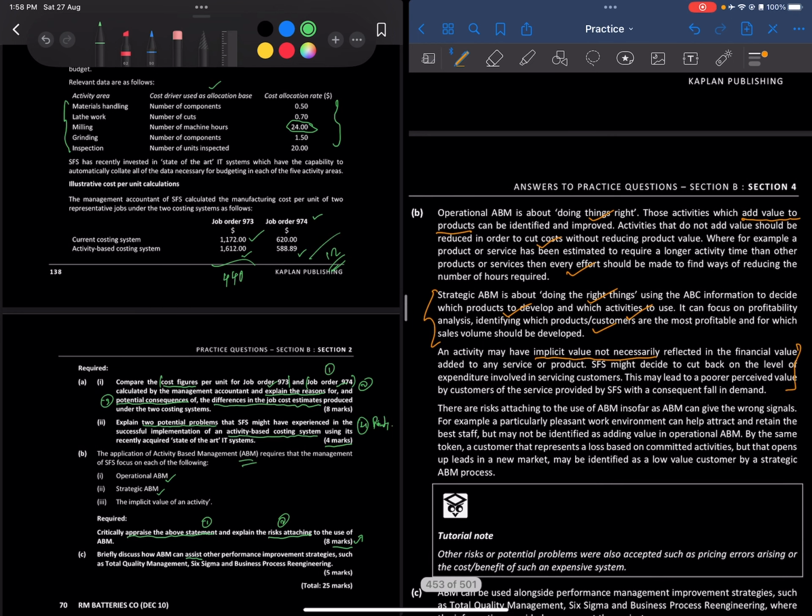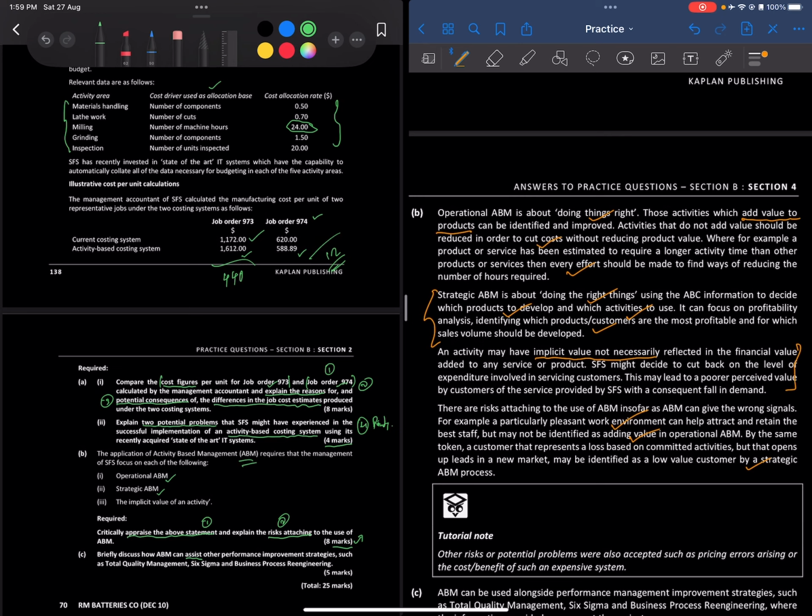And then what are the risks attaching to the use of ABM? ABM can give wrong signals as well. For example, a particular pleasant work environment can attract and retain the best employees, but may not be identified as adding value in operational ABM. By the same token, a customer that represents a loss based on committed activities, but that opens or leads to a new market, may be identified as a low value customer by strategic ABM. So these are always risks that happen.